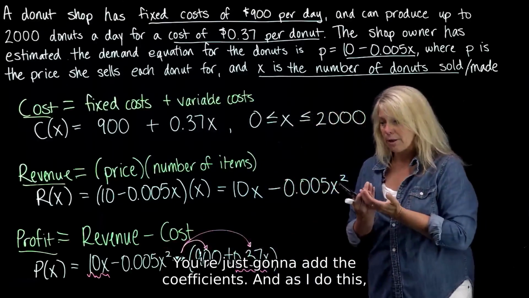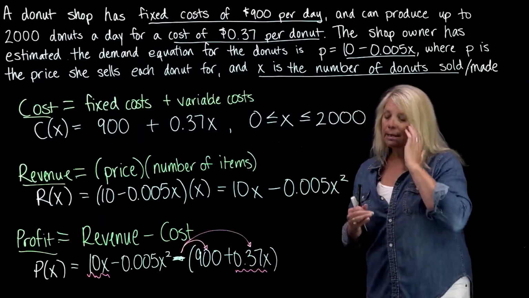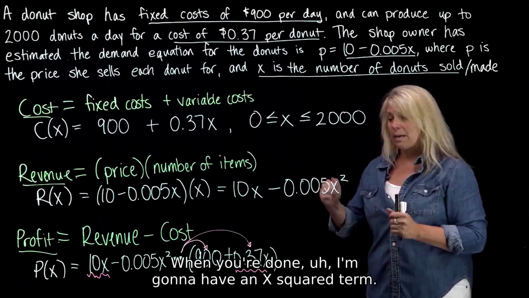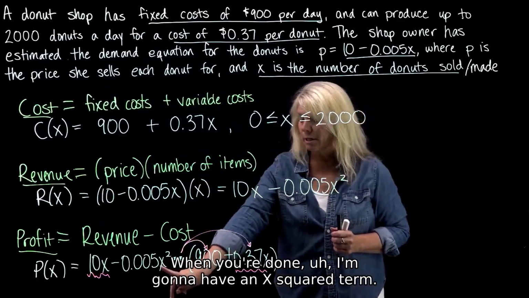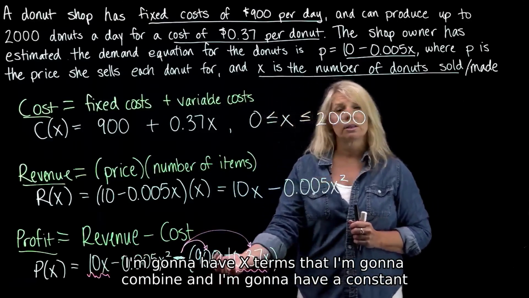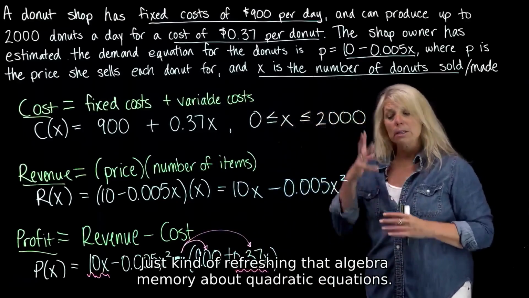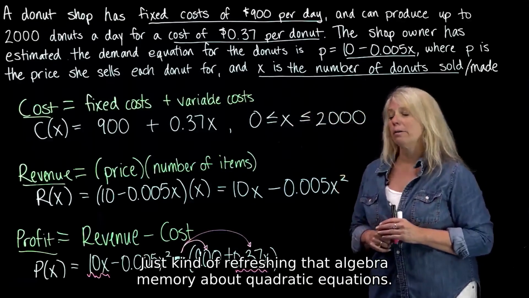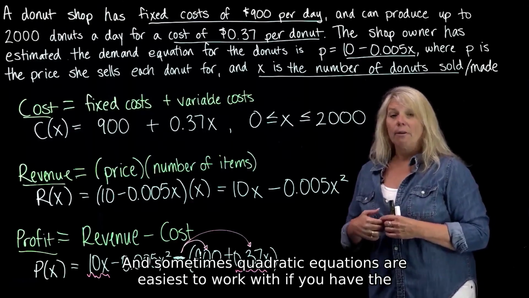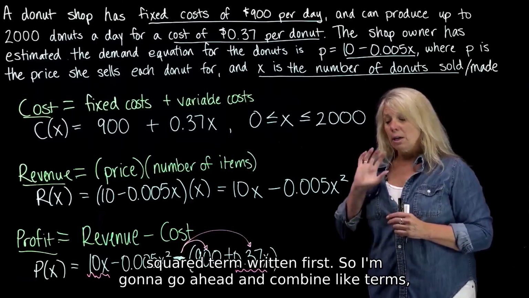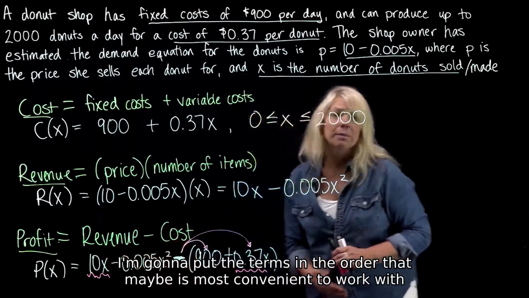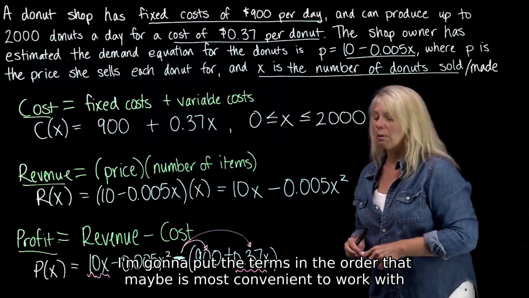You're just going to add the coefficients. And as I do this, it might be helpful too. Maybe you kind of recognize what kind of equation we have here when you're done. I'm going to have an x squared term. I'm going to have x terms that I'm going to combine, and I'm going to have a constant term. So that's a quadratic equation, just kind of refreshing that algebra memory about quadratic equations. And sometimes quadratic equations are easiest to work with if you have the squared term written first. So I'm going to go ahead and combine like terms, but as I do that, I'm going to put the terms in the order that maybe is most convenient to work with them.